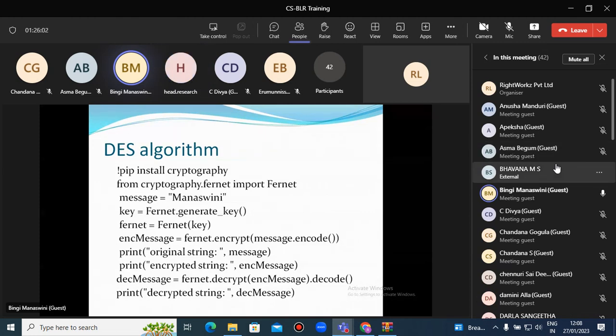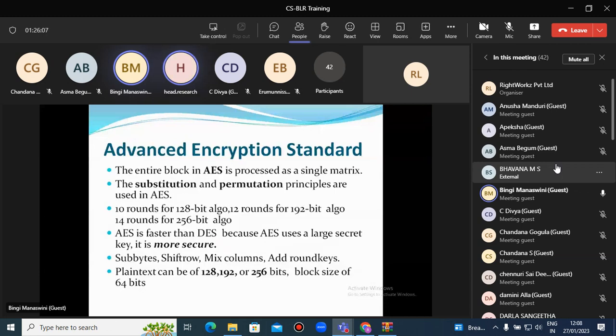Next we will go for the AES algorithm. It is the Advanced Encryption Standard. It is also a cipher algorithm. It is processed as a single matrix, so we don't need to divide it into any parts. It is also a symmetric algorithm, and substitution and permutation principles are used in AES. There are 10 rounds for the 128-bit algorithm, 12 rounds for the 192-bit algorithm, and 14 rounds for the 256-bit algorithm.